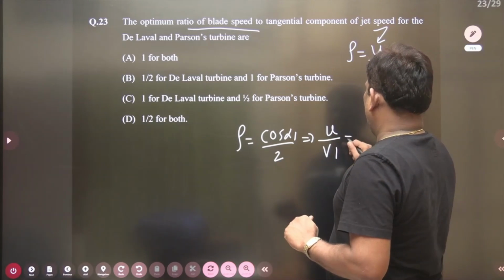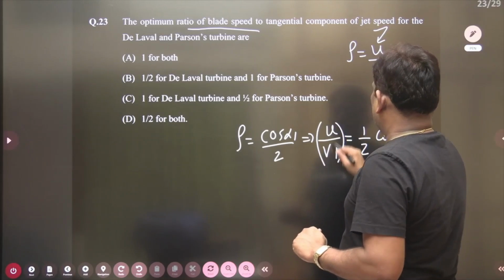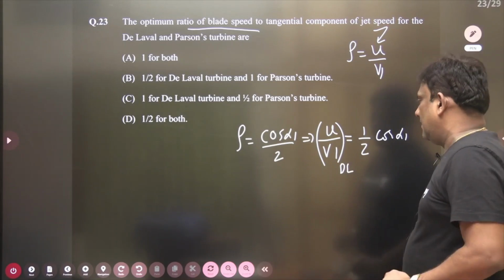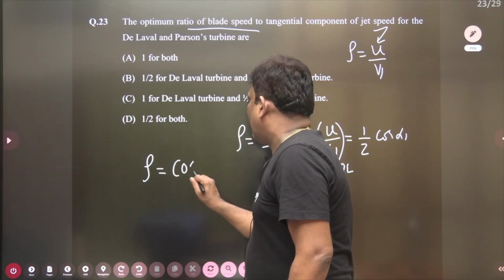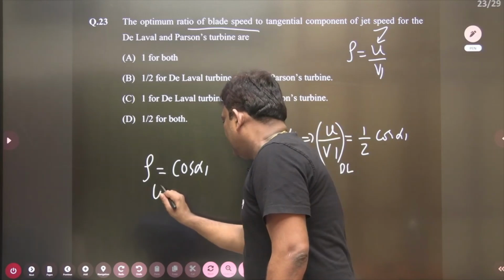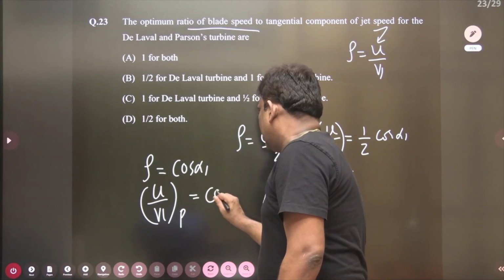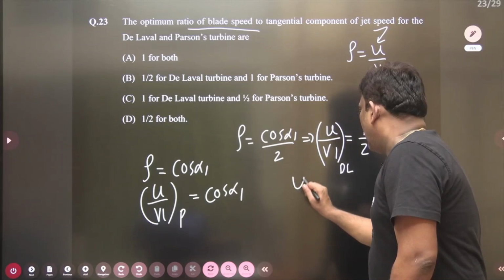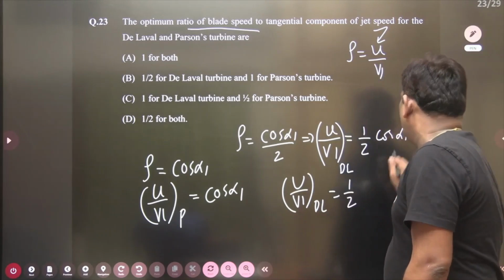U by V1 is 1 by 2 cos alpha 1. This is for the impulse D level, I'll write DL for D level. Now for rho equal to cos alpha, this is for the Parsons reaction turbine, so I write U by V1 for Parsons, P stands for Parsons, is equal to cos alpha 1. Wonderful. So now I write U by V1 for D level is half of cos alpha 1.